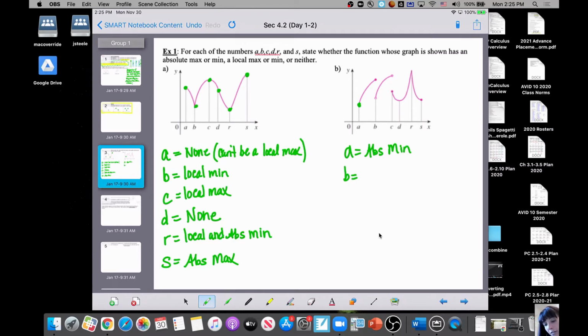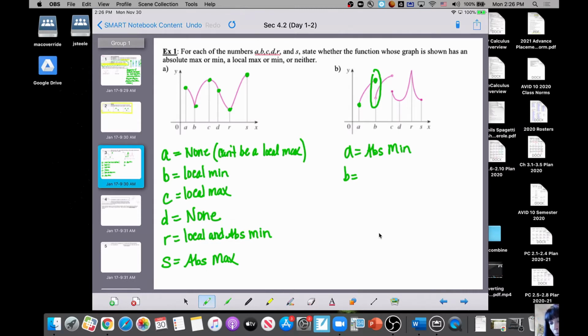Letter B, now this is a little bit tricky because we have a jump discontinuity here, right? So for letter B, we have to look at both parts here. And the question is letter B, and again, we have to look at where the closed circle is, right? The closed circle is up at the top.